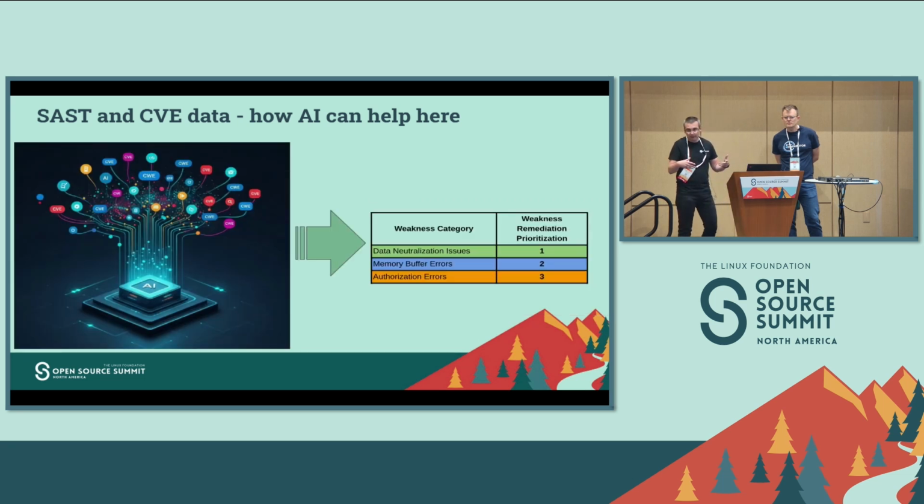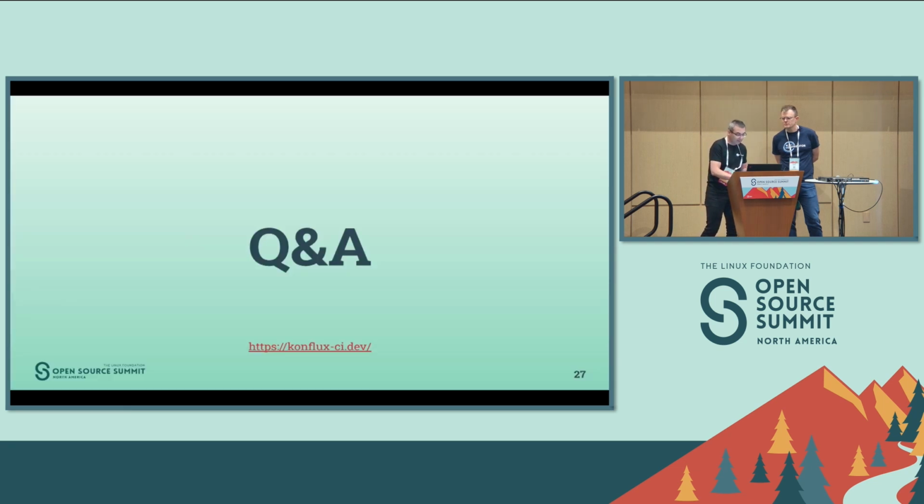Using AI, like I mentioned, we can combine this huge amount of data. I was presenting in the previous slide only a very, very short screenshot from the whole huge amount of data. We're able to provide quick information to the owner: hey, you should focus on those three weakness categories. First, a data neutralization problem, a memory buffer issue. Second, an authorization problem is the third issue that should be addressed. So that's it. It was very fast.